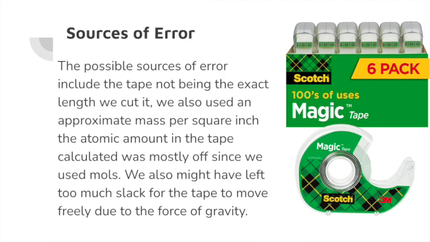Sources of error. Possible sources of error include the tape not being the exact length we cut it. We also used an approximate mass per square inch, and the atomic amount in the tape was mostly off since we used moles, and we also might have left too much slack for the tape to move freely due to the force of gravity.